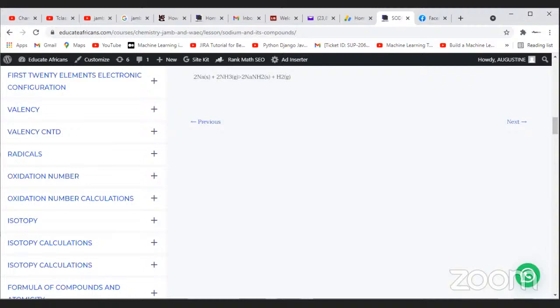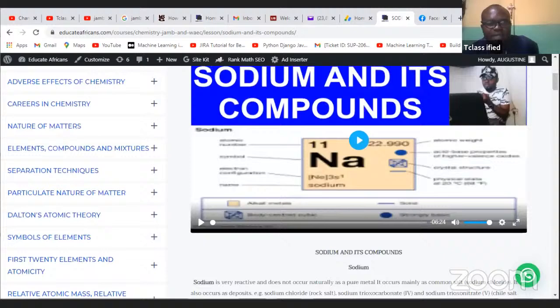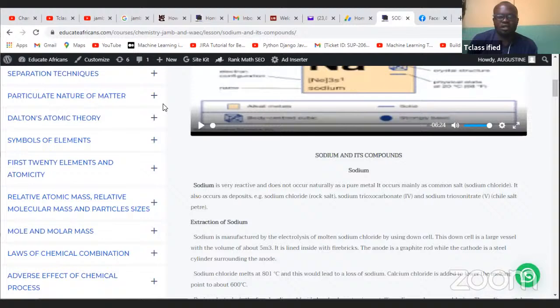Okay, this is sodium and its compounds, a very reactive metal. A metal that is very reactive, you cannot see it on its own, because it forms chlorides or carbonates or nitrates. They don't want to stay on their own. But the very unreactive ones like gold and silver, you see them in their natural form. You just have to mine and get them. But these ones, you have to get them in the form of chloride, carbonate, or the rest.